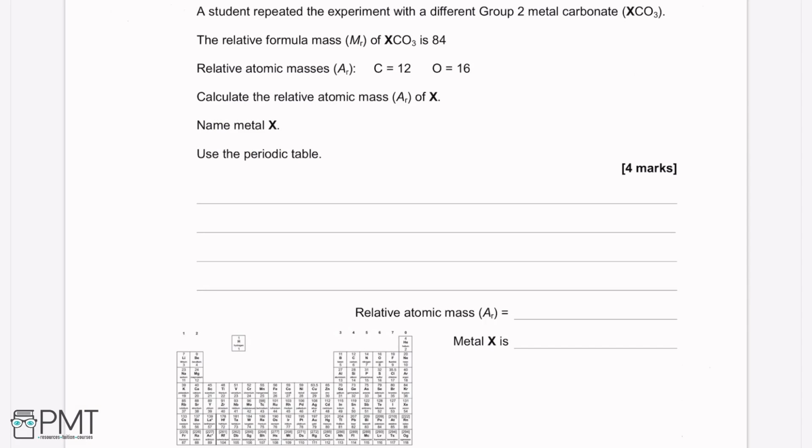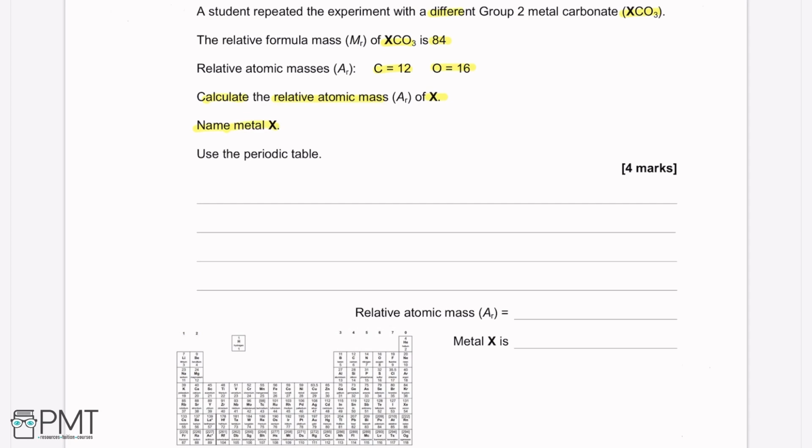A student repeated the experiment with a different group 2 metal carbonate, XCO3. The relative formula mass, Mr, of XCO3 is 84. And we've been given some relative atomic masses: carbon is 12 and oxygen is 16. Now, we need to calculate the relative atomic mass of X and then, using the periodic table, name metal X.